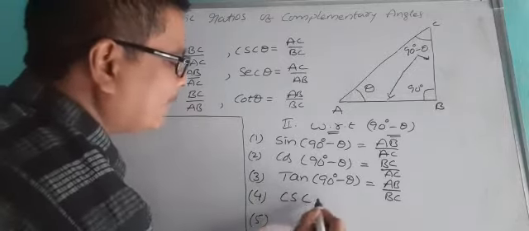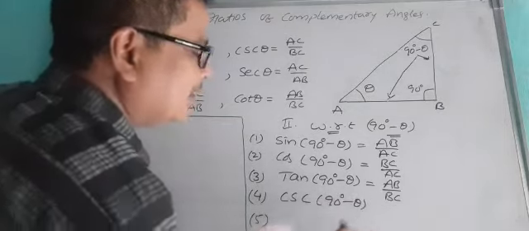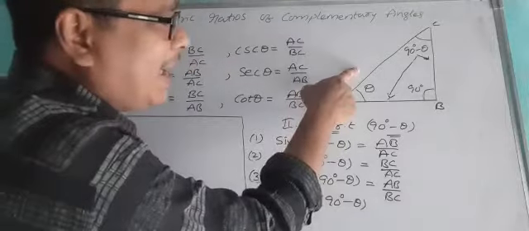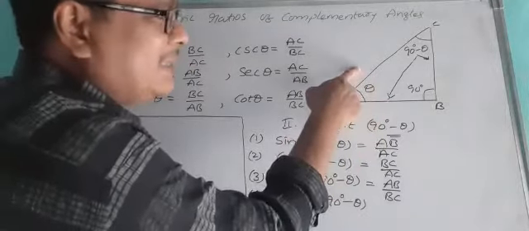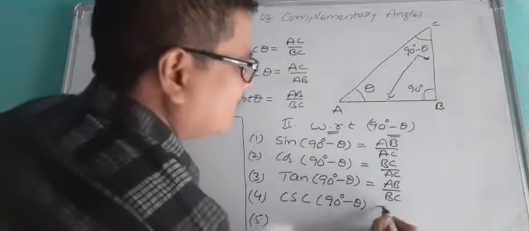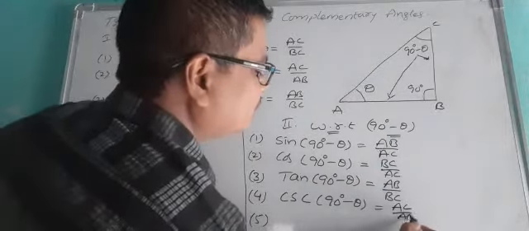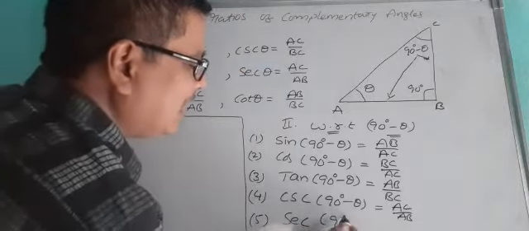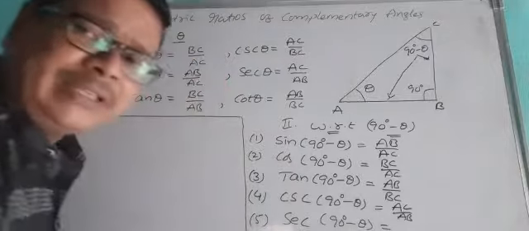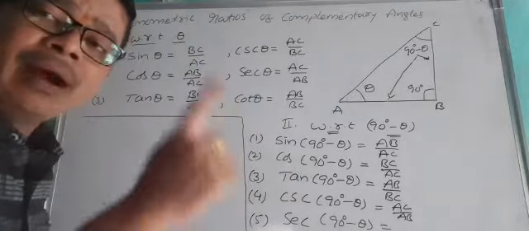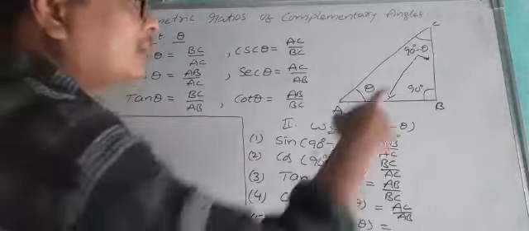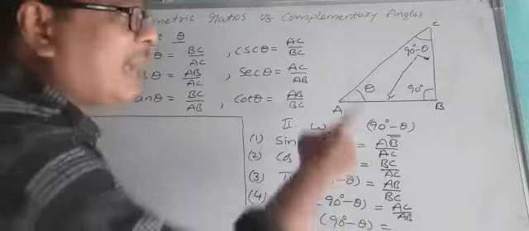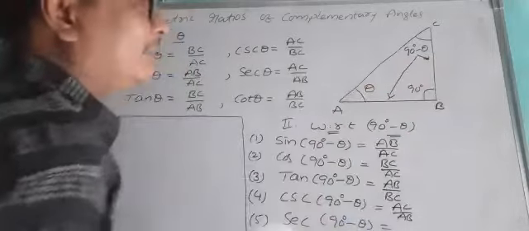Cosecant 90 minus theta is the reciprocal of sine. Cosecant means hypotenuse by opposite side: hypotenuse AC by opposite side AB, so AC by AB. Next one is secant 90 minus theta, the reciprocal of cos. Cos 90 minus theta equals BC by AC, so secant 90 minus theta means hypotenuse by adjacent side, that means AC by BC.